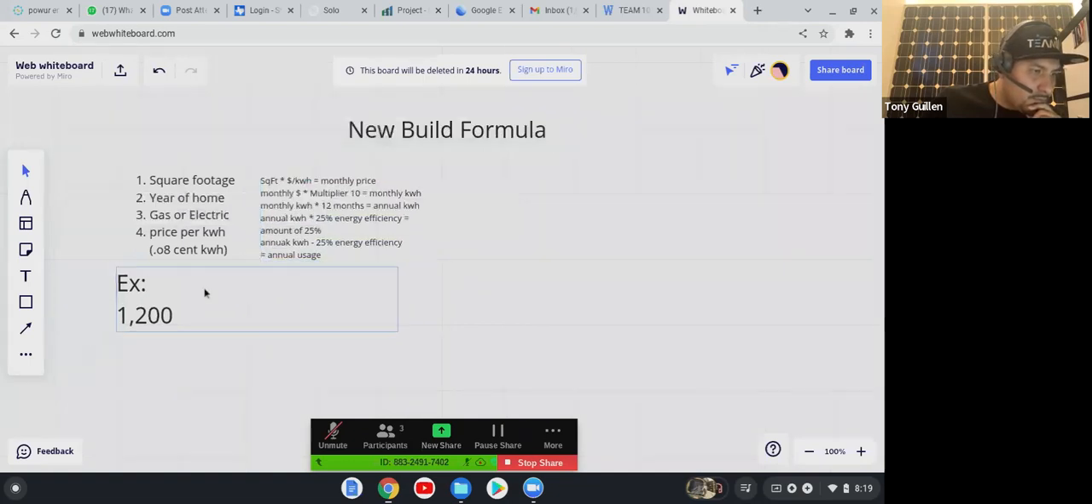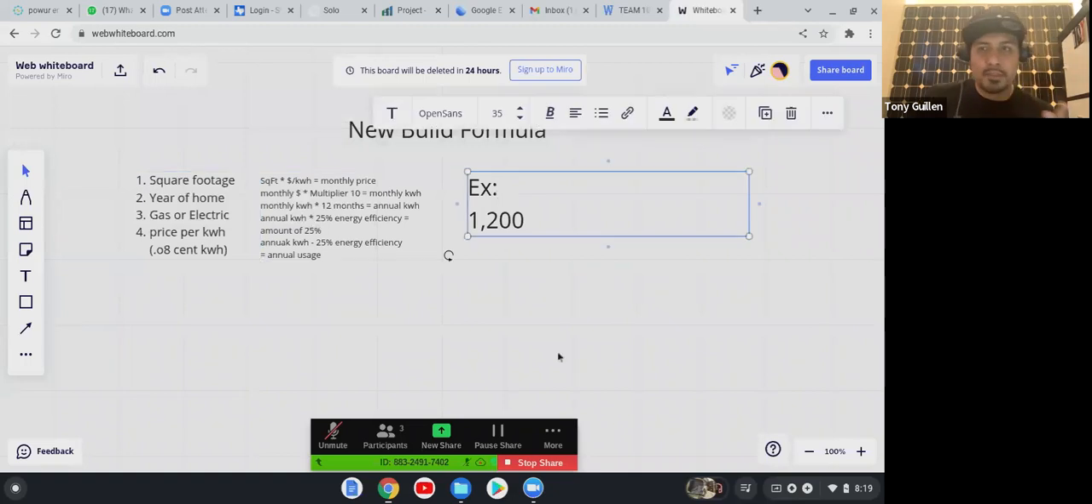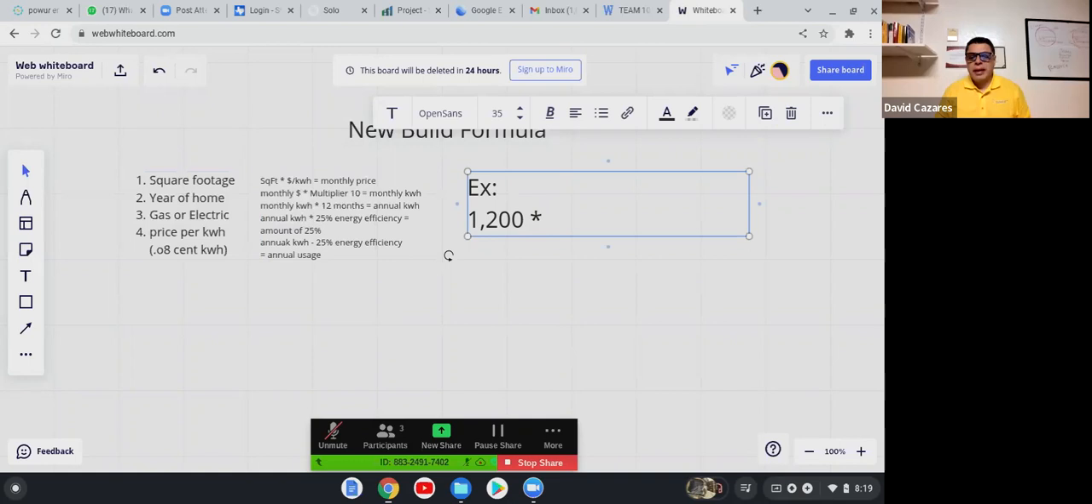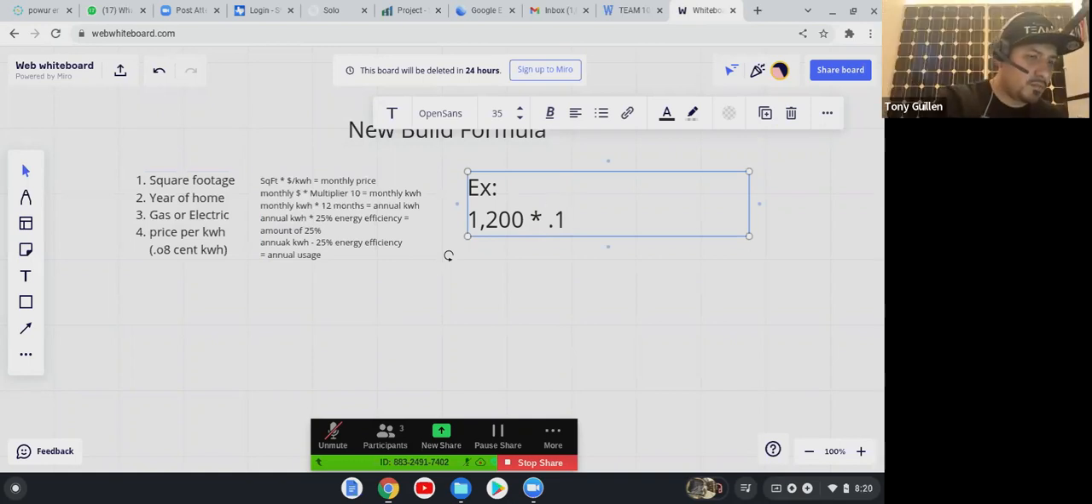Okay. Now we're going to do an example. So the example is, this is the square footage. We're going to multiply it. I'm going to assume, what do you think the price per kilowatt hour is, David? They had a 10.3 cents a kilowatt. Okay, so we'll do that. So 10.3 cents, right?